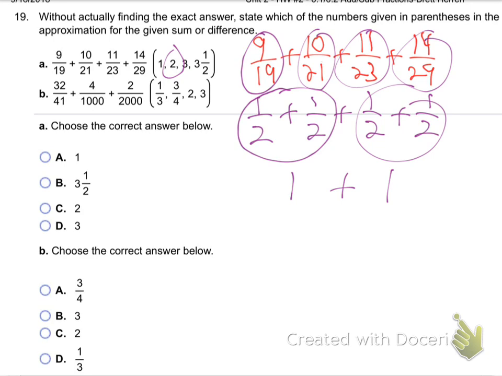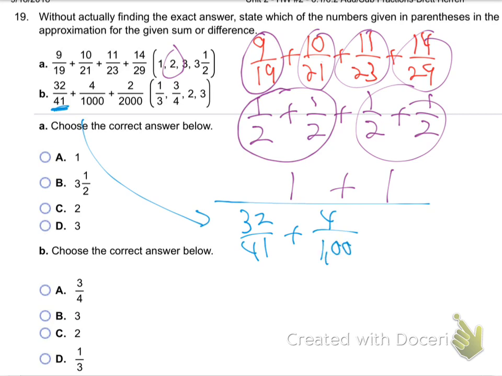How about the next one? How about part B there? Part B, let me bring it down here. 32 out of 41, and then 4 out of 1,000, and then 2 out of 2,000. Okay, 32 out of 41. What's that pretty close to? Yeah, 3/4. Y'all see that? That's like 30 out of 40, huh? 3/4 of the crowd.